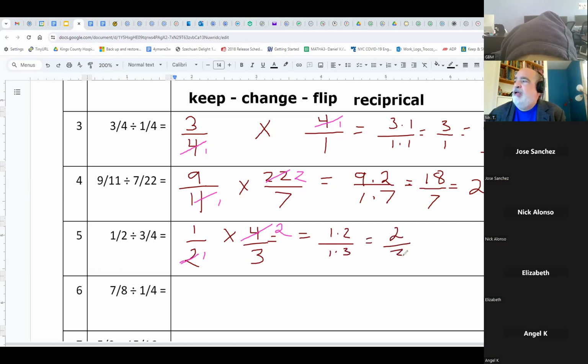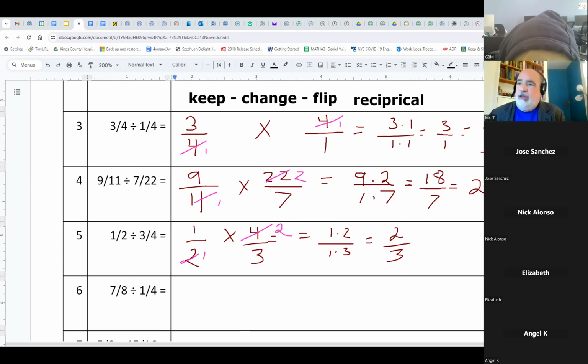Great. So if I ask how many 3/4 go into 1/2, that's hard to visualize, hard to imagine. But if you change it to a multiplication problem, then it's a lot easier. It becomes 2/3. Okay. Great. Okay. Who would like to try number 6?